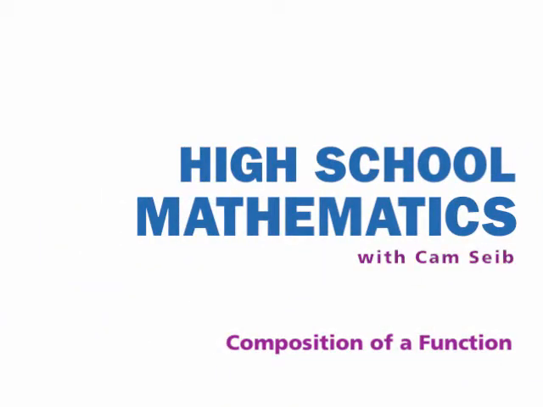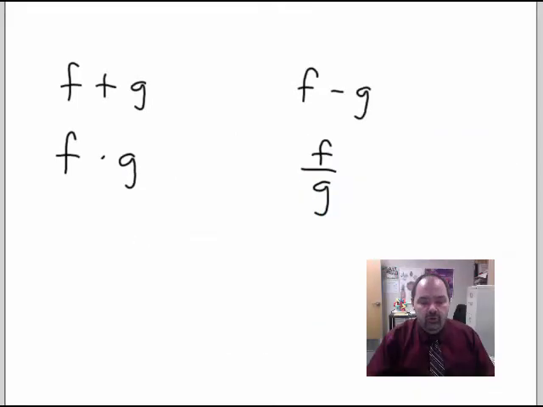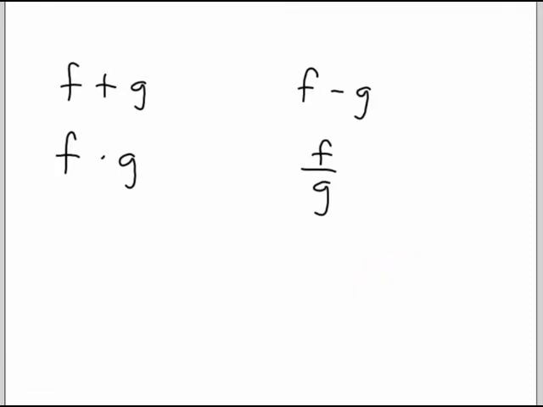We've talked about 4 ways to make new functions from old by adding, subtracting, multiplying, and dividing. When we add 2 functions or multiply 2 functions, the order in which we do that doesn't affect the graph that we get. With subtraction and division, though, that does matter. We get different results depending on the order in which we subtract or divide.